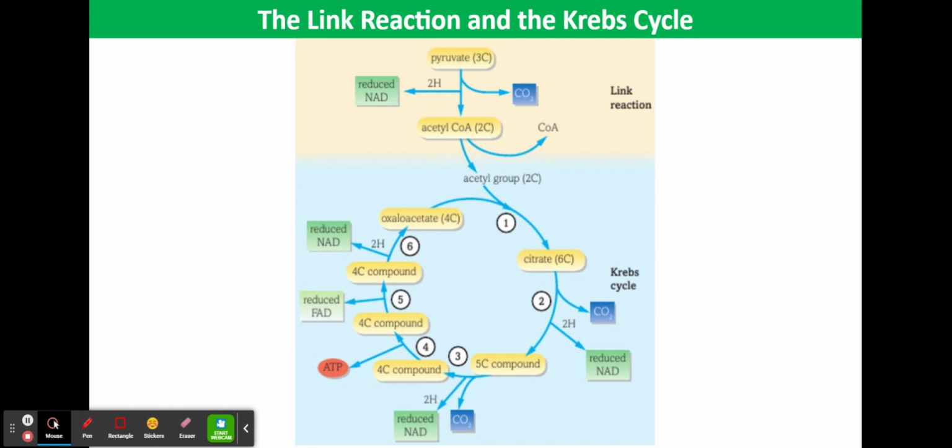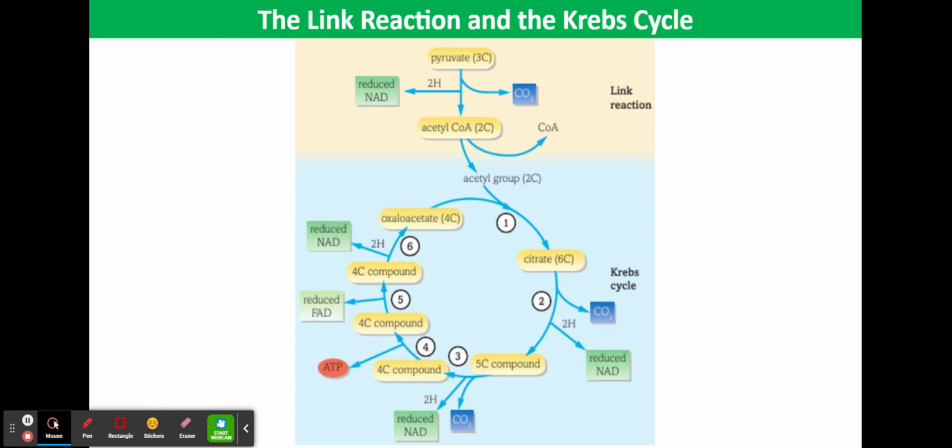Number 3. This 5-carbon compound is further decarboxylated and dehydrogenated, producing a 4-carbon compound, 1 molecule of carbon dioxide, and 1 molecule of reduced NAD. Number 4. This 4-carbon compound combines temporarily with and is then released from coenzyme A. At this stage, substrate-level phosphorylation takes place, producing 1 molecule of ATP.